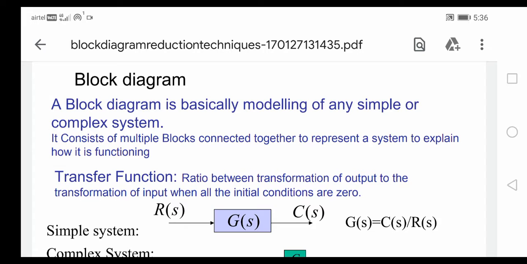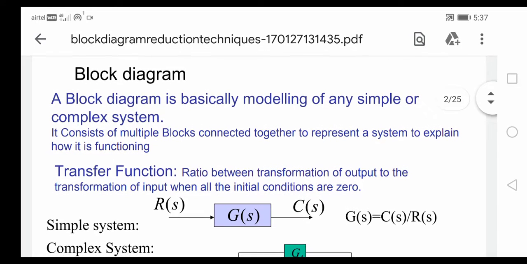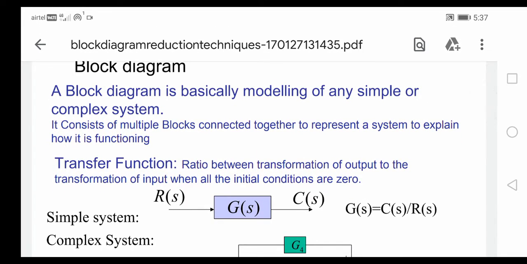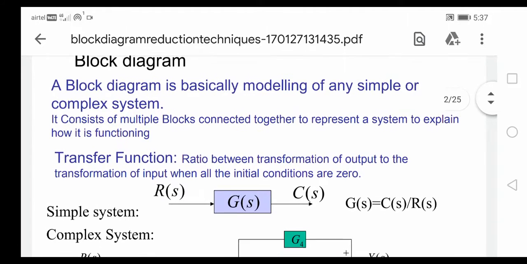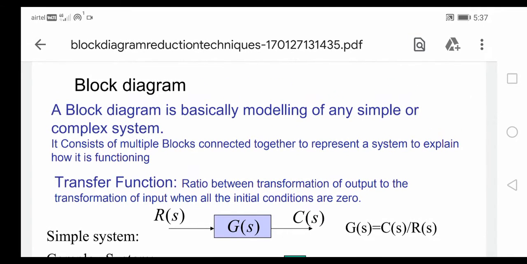A block diagram is basically the modeling of a simple or a complex system. Why are we going to reduce that block diagram? The block diagram consists of multiple blocks connected together to represent a system and explain how it is functioning. That means, if there are 10 blocks, how are you going to reduce that block diagram to a simple single block consisting of a transfer function?